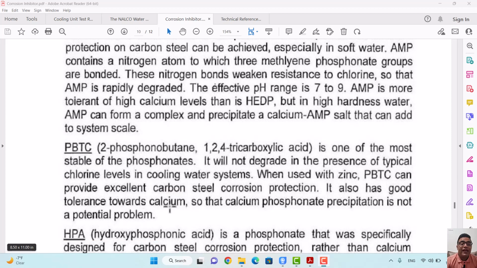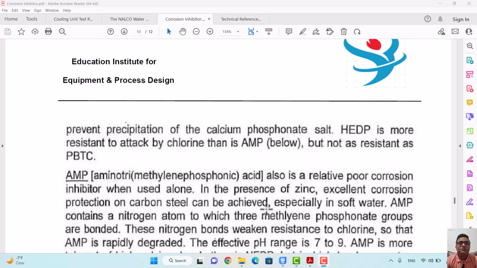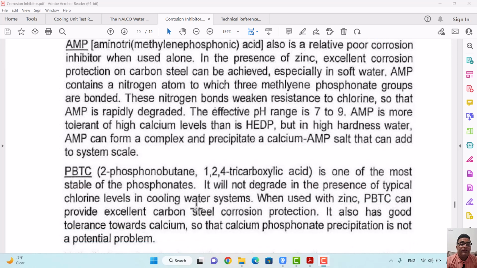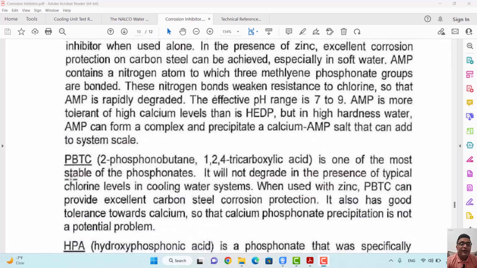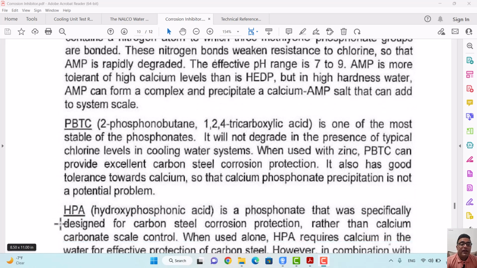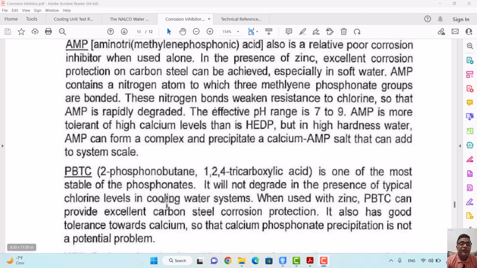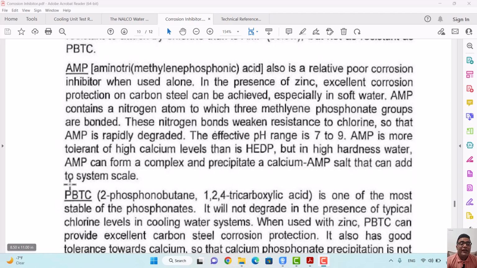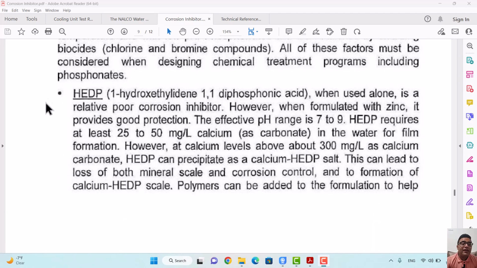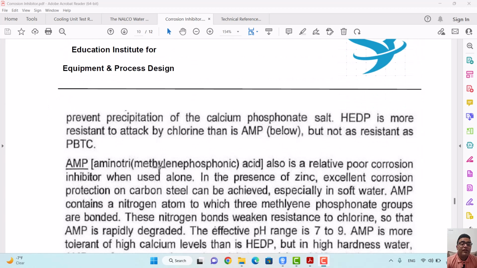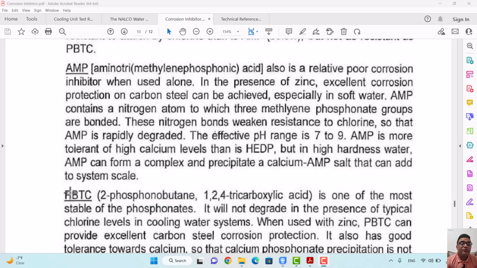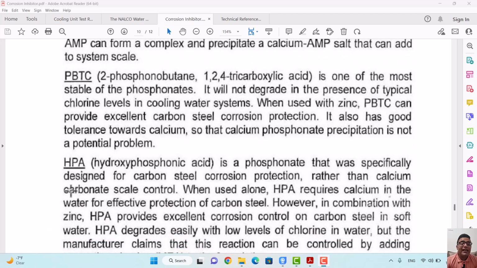AMP, PBTC, and HPA. In terms of comparison, in terms of resistance to chlorine, if I want to compare them, PBTC is the most powerful one, the most resistant one. HPA is the least resistant one. And so in first place, PBTC gets the first place, HEDP gets the second place, AMP gets the third place, and HPA gets the last place.